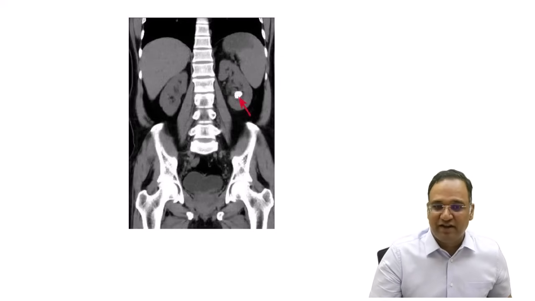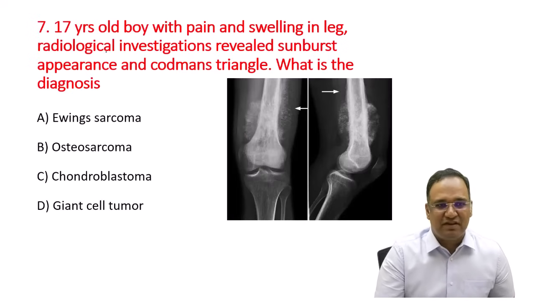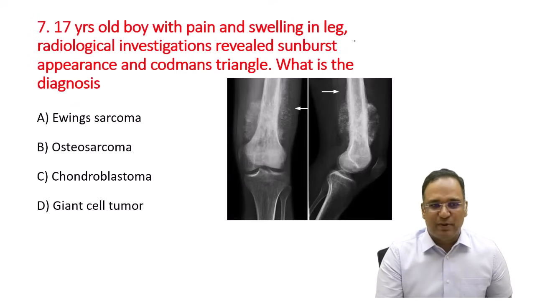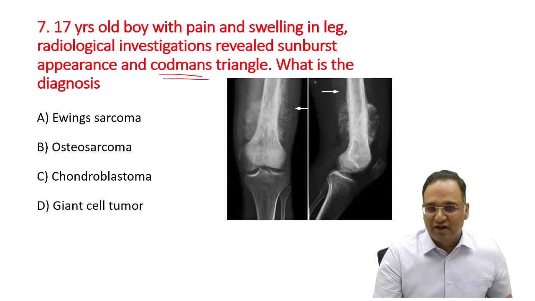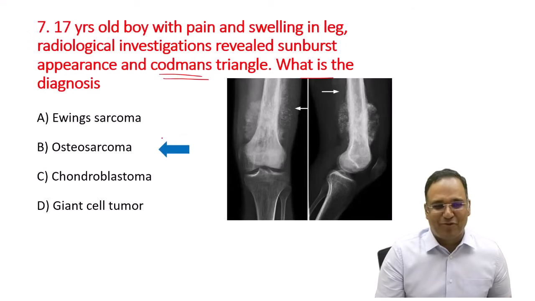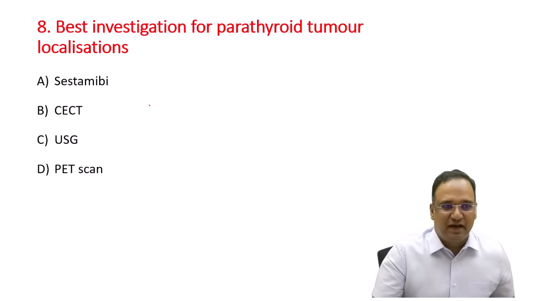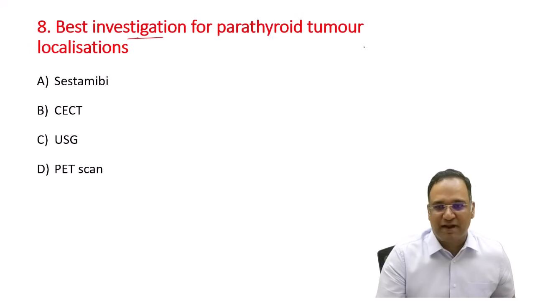Now here you can see beautifully a renal calculus. Now, a 17-year-old boy with pain and swelling in the leg, radiologic investigation revealed a sunburst appearance and Codman's triangle. This is a key one. Codman's triangle, automatically it will go for what? Osteosarcoma.